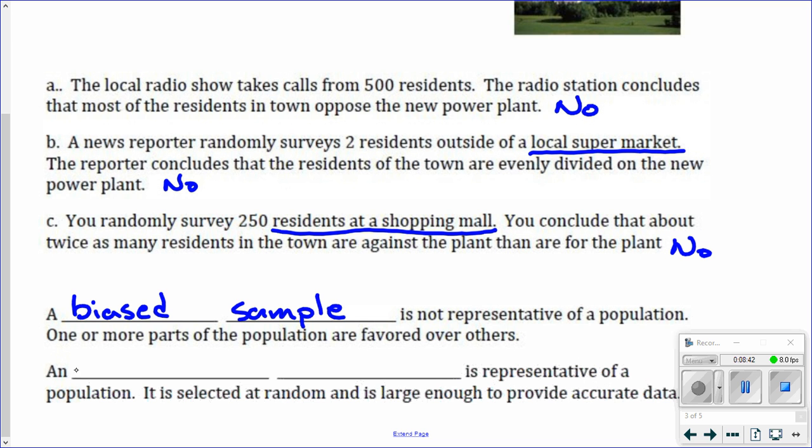And an unbiased sample is one where everyone does have a chance to be selected. So unbiased sample and random sample really mean the same thing. So if the sample is not random, then we can also say that it's a biased sample. So it's really two different ways of saying the same thing.